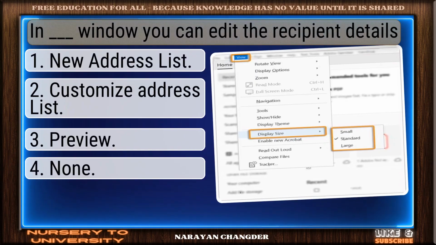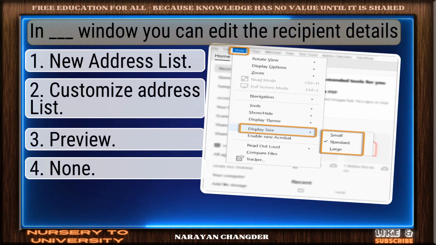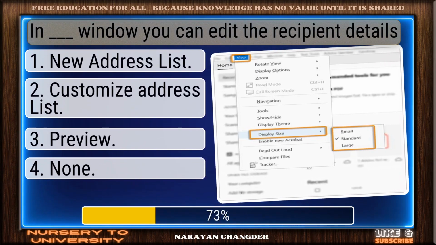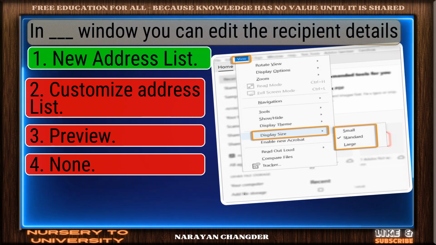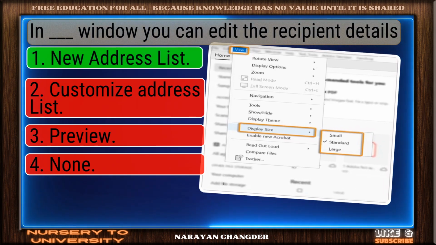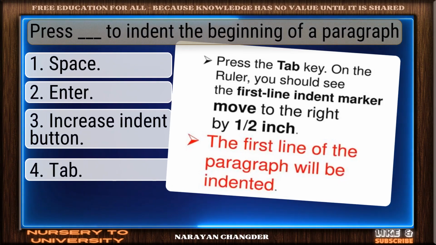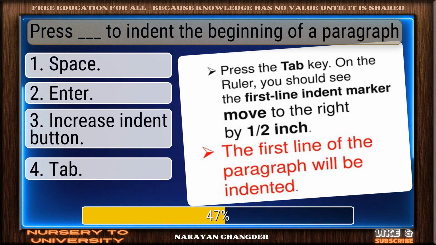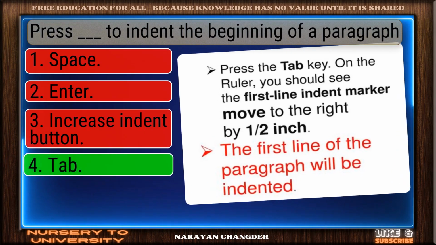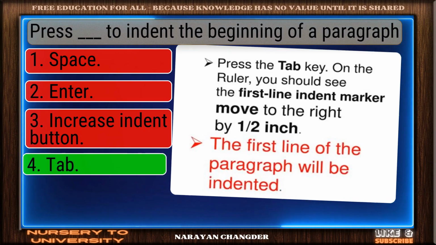In Dash window, you can edit the recipient details. Smart move. New address list is an accurate answer. Press Dash to indent the beginning of a paragraph. You chose Tab, and it is correct.